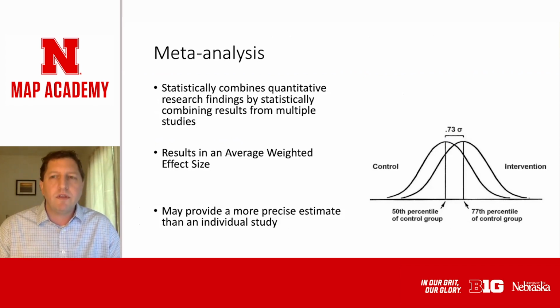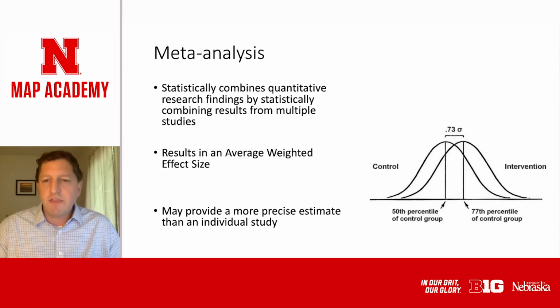The approach allows us to statistically combine quantitative research findings. So studies that have looked at groups of individuals and compared them, or compared a treatment group with a control group in a quantitative way, are studies that we can examine with a meta-analysis. The result of a meta-analysis is an average weighted effect size, and that is essentially in terms of standard deviation units. On the right, I've got two normal curves, one for a treatment group and one for a control group, and the effect size is 0.73.